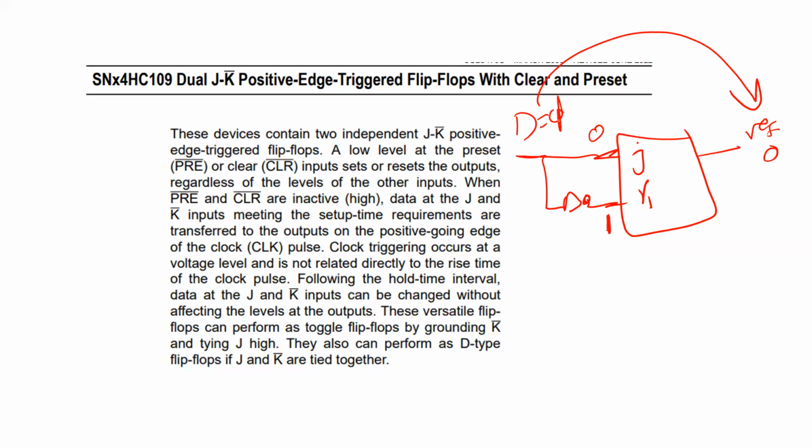Let's see the opposite. If you put 1 here, this one is 1 and this one is 0. And you know when J is 1, K is 0, you actually put 1 here. So it's very clear. If you put 0, I'm going to get 0. If you put 1, you are going to get 1. This is D flip-flop. So this is the way you have to do it.